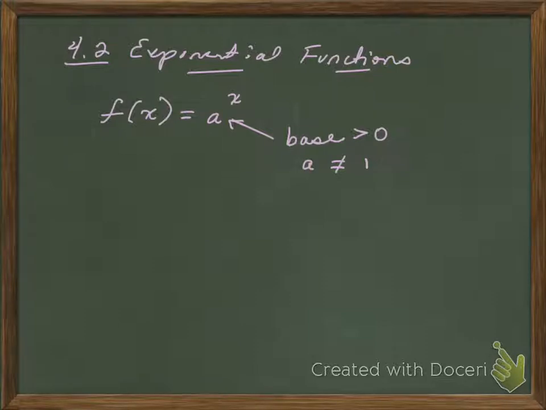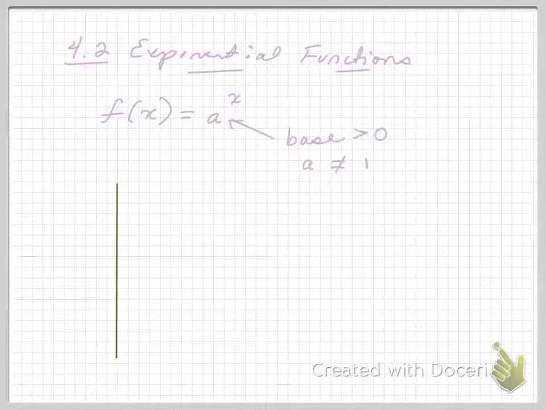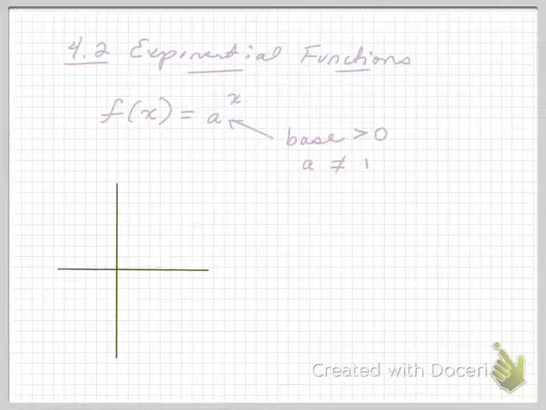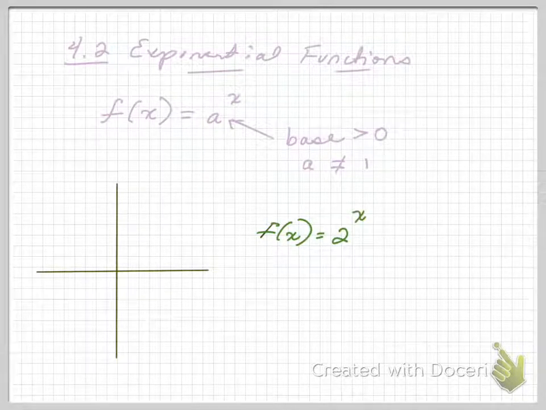All right, so we're going to go ahead and get started by graphing an exponential function. So I get some graph paper here. Okay, and so let's take f of x equals 2 to the x, just for example. So we have f of x equals 2 to the x. If we want to graph that, we can make a table.